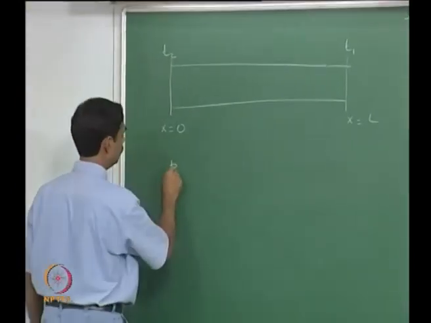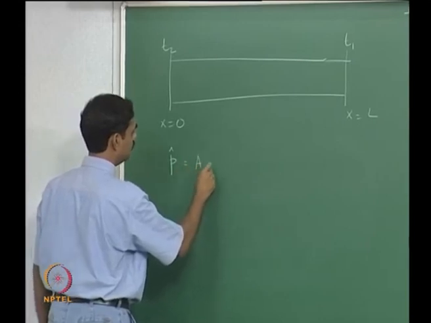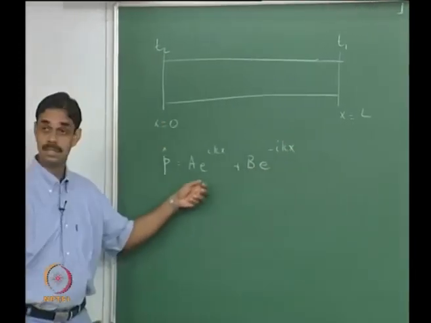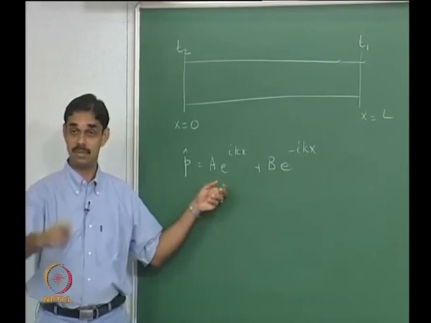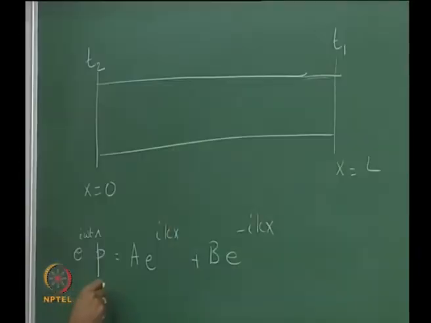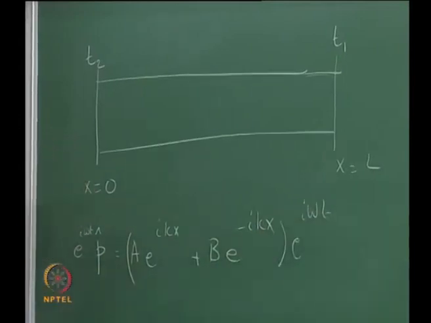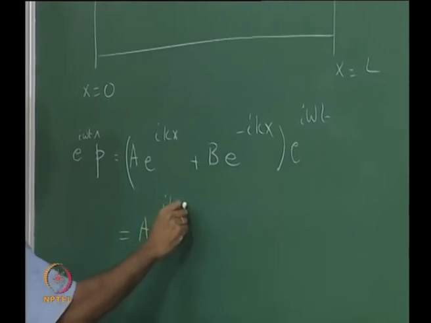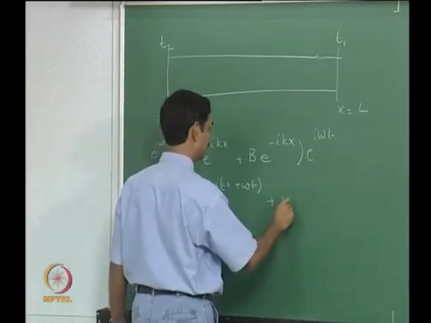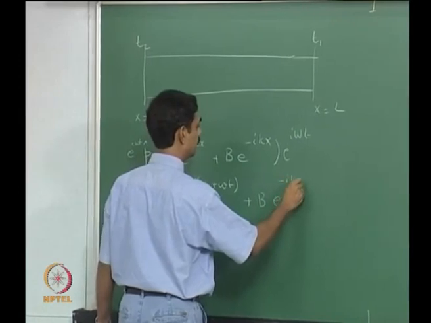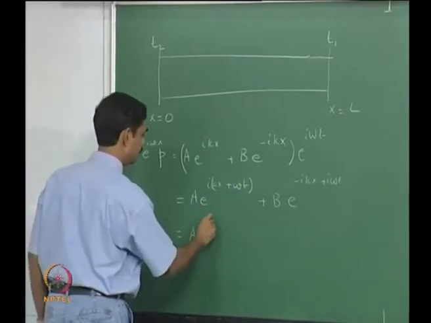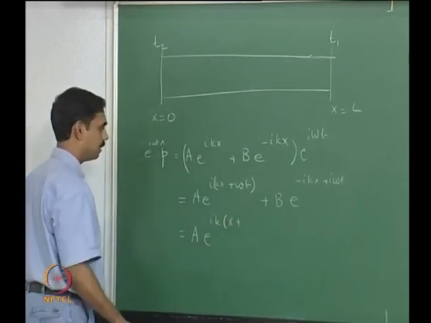Our solution is p hat equal to a e power ikx plus b e power minus ikx. So, this is the left running wave, which is the one you are questioning, and this is the right running wave. If I multiply by e power i omega t on both sides, this would be a e power i(kx plus omega t) plus b e power minus i(kx minus omega t). Please correct me if there is an algebraic mistake, because the signs are crucial.